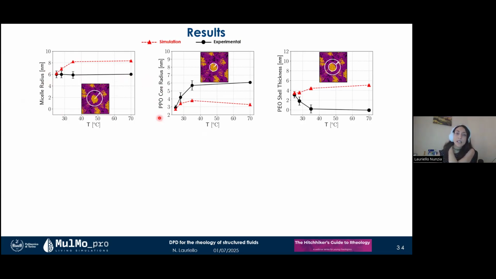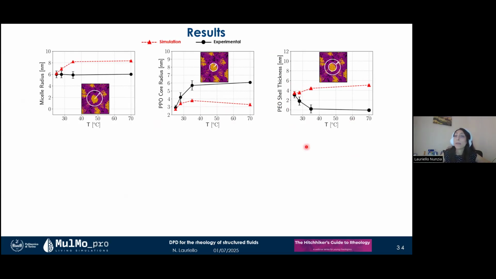The PPO core radius slightly increases as temperature increases, and as a result, the PEO shell thickness slightly decreases as temperature increases. On the contrary, simulations tell us that the micelle radius slightly increases as temperature increases, and the PPO core radius slightly increases and then stays nearly constant as temperature increases. As a result, the PEO shell thickness slightly increases as temperature increases, demonstrating the expansion of the PEO shell thickness.